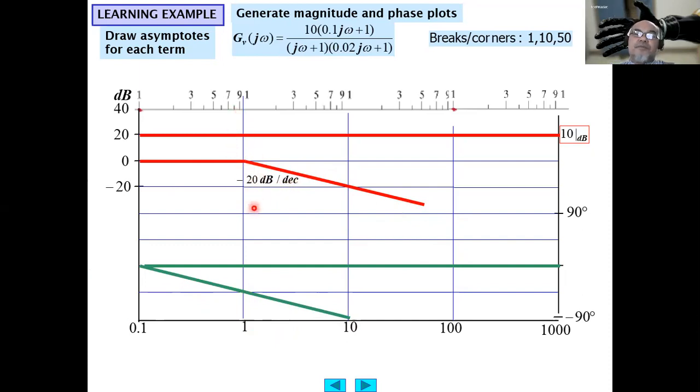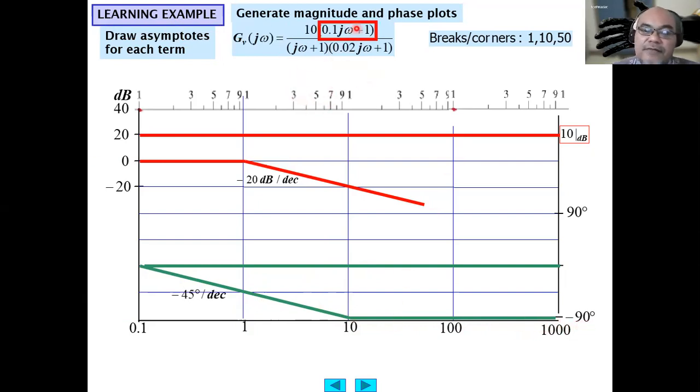The phase at 0 becomes minus 90 degrees at frequency of 10. It decreases by minus 45 degrees per decade. Okay, so then much larger than 10, it becomes minus 90 degrees.